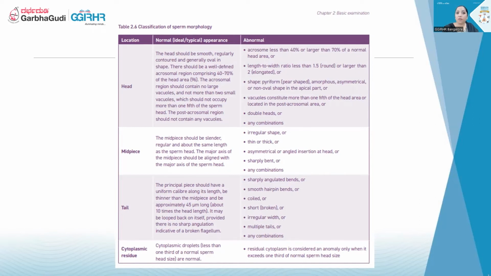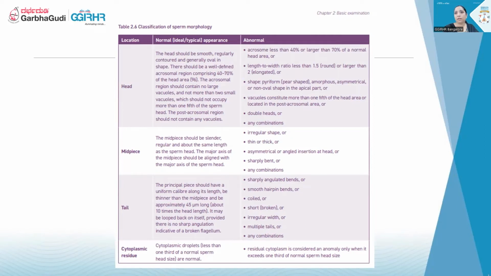And then, coming to the tail aspect, the tail should have a uniform calibre along its whole length, and it should be thinner than the midpiece and should be approximately 45 micrometers long, approximately 10 times the head length. And it may be looped back on itself. That could be because of the staining or movements and things like that. It should not have any sharp angulation. When you see a sperm tail, it should be long and slender, not bent at any position. So that would be a normal.